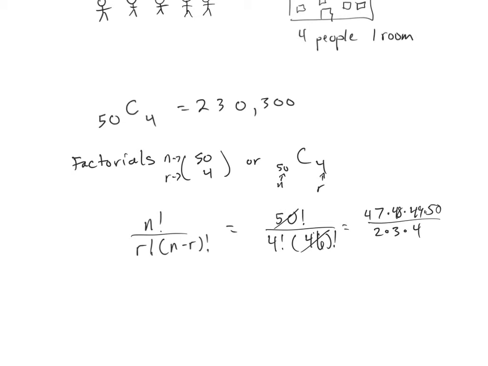There is 2 times 3 times 4 in 48. So 48 divided by 6 divided by 4. 2 times 3 times 4 goes into 48, and that simplifies to 2. So if I multiply 47 times 2 times 49 times 50, that gives me my number like so.